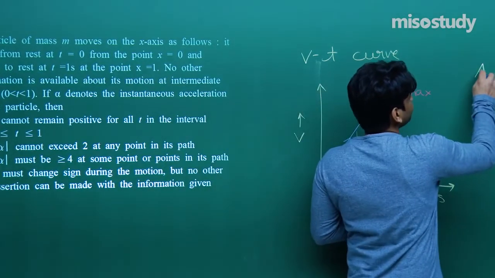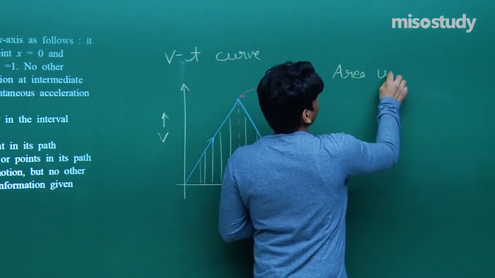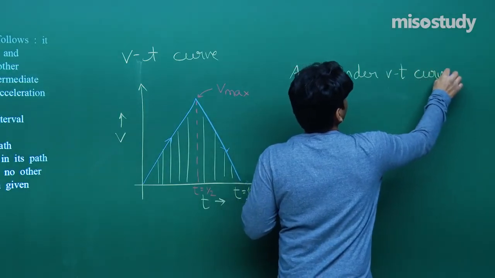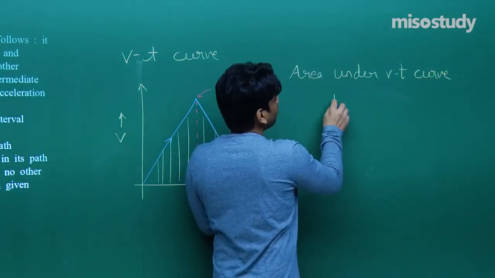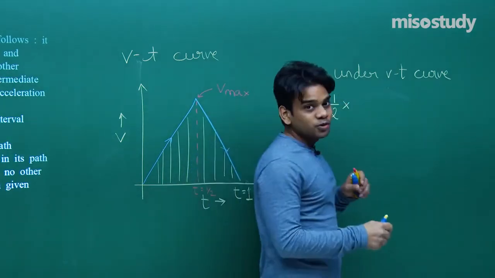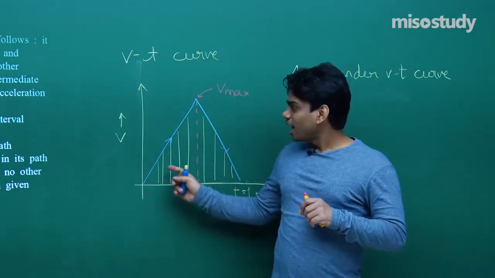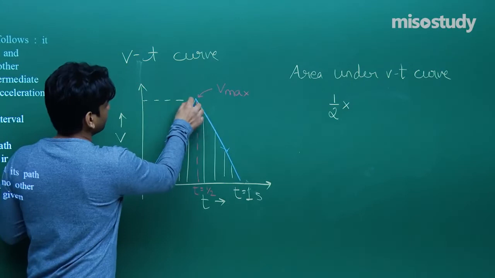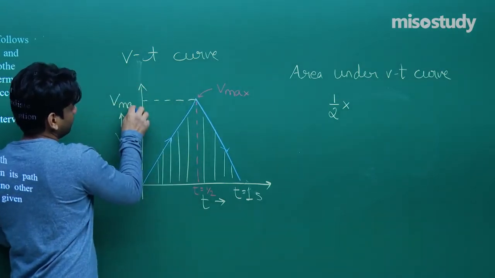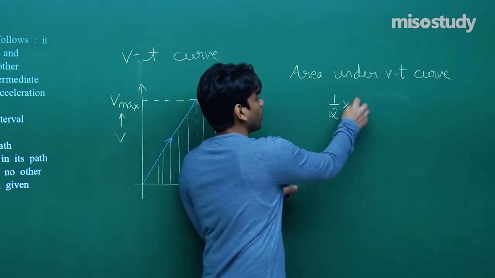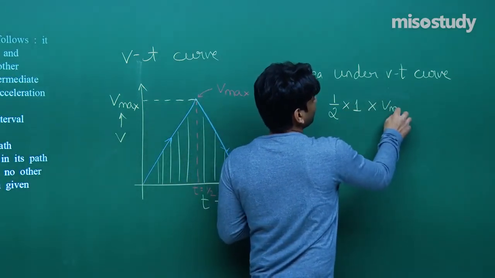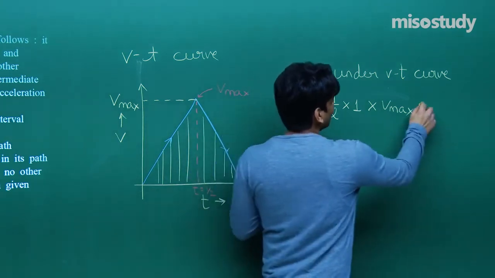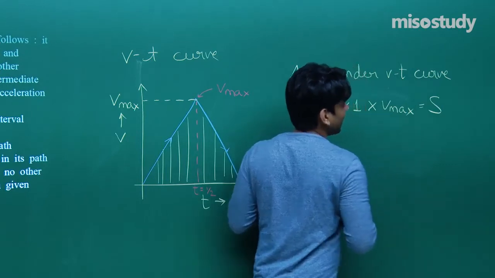So the area under the VT curve, if we evaluate it for this kind of curve, see how it's going to look. This area will be equal to half into base into height. You see the base is 1, the height is V max. Try to understand, this is the height, that is V max. So half into base, that is 1, into V max, and this area under the curve is actually the displacement, that is S.